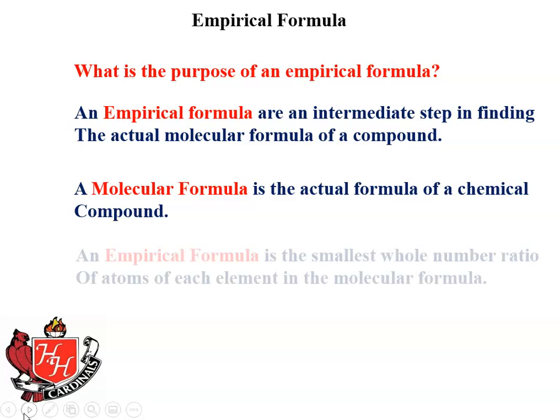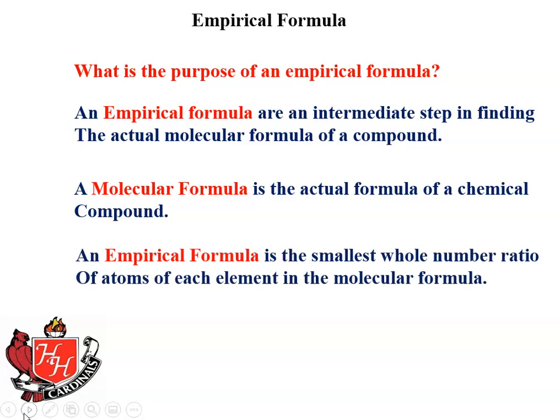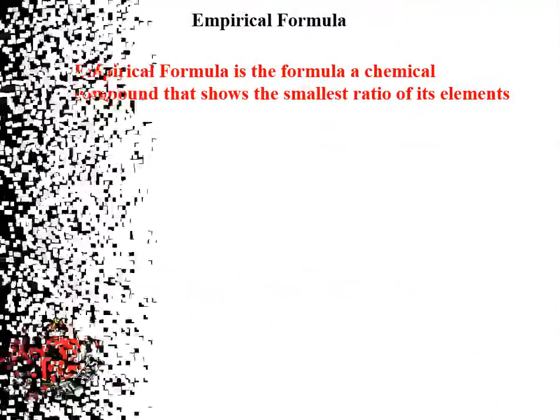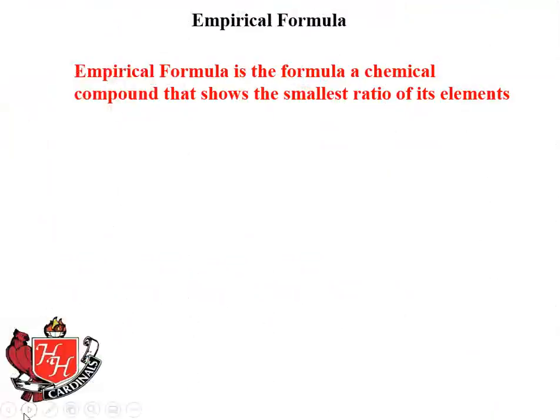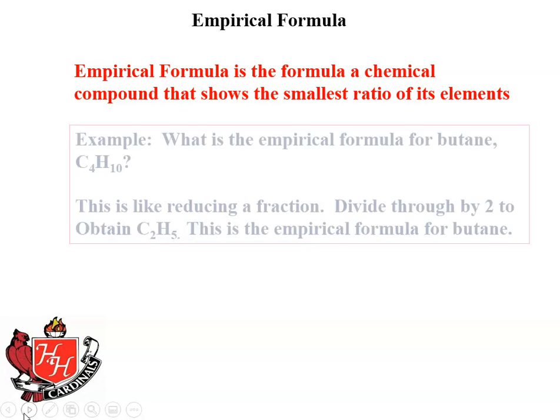So let's go on to understanding what an empirical formula is. An empirical formula is the smallest whole number ratio of atoms of each element in the molecular formula. So empirical formula is the formula of a chemical compound that shows the smallest ratio of its elements.